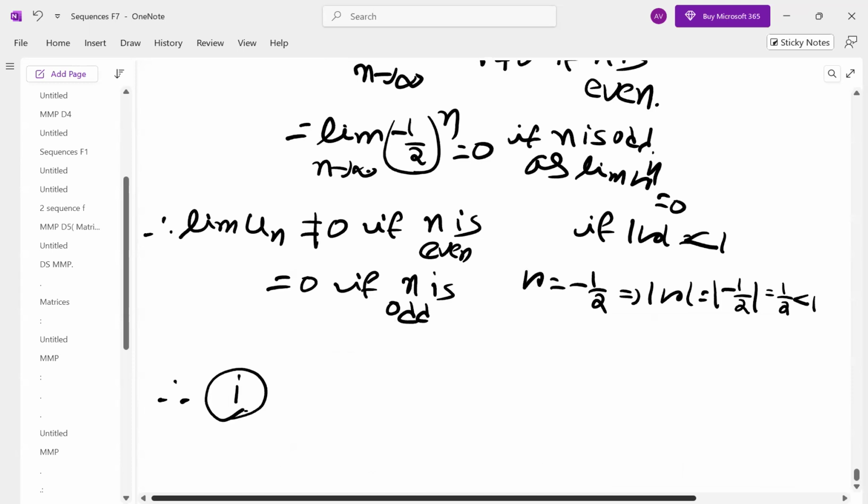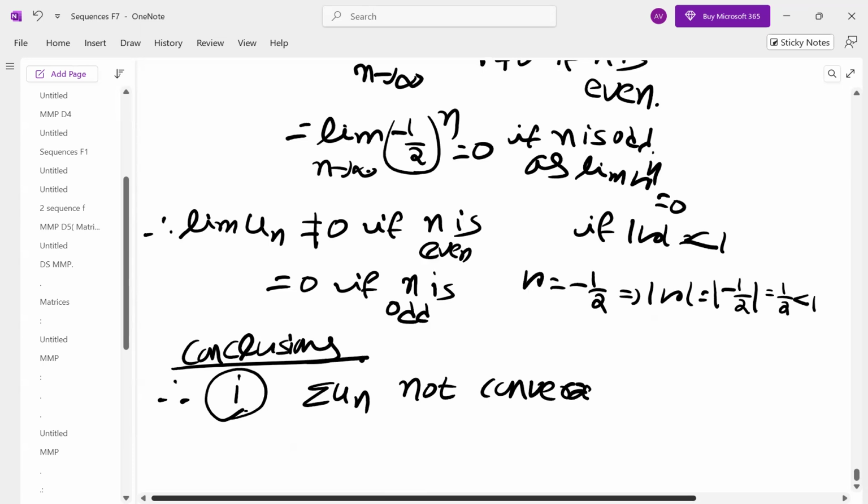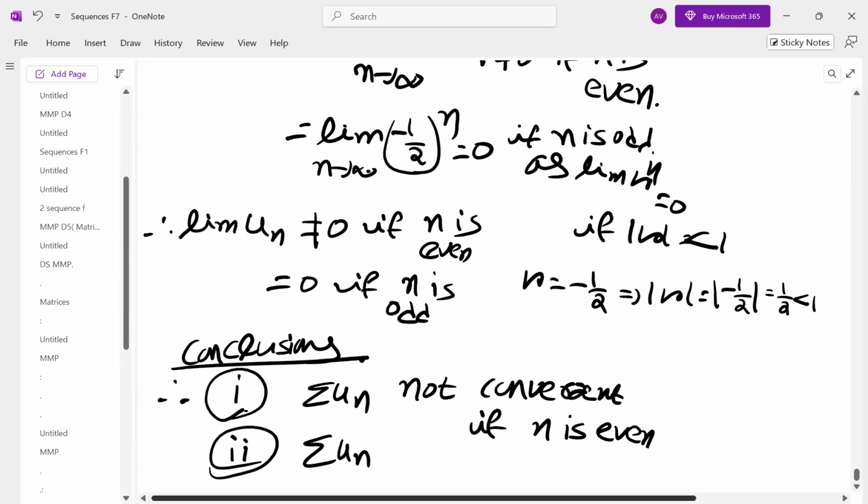First conclusion, among the options you may find any one: summation u_n is not convergent if n is even. And there is a second conclusion: summation u_n is not convergent overall, because if it fails in any one of the cases, it is not convergent.